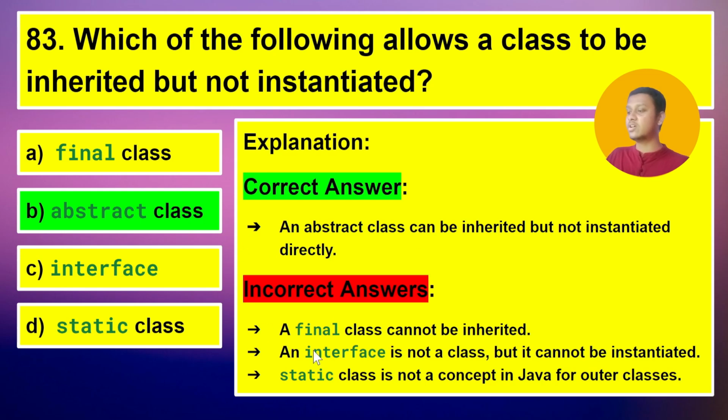Other options are incorrect because a final class cannot be inherited. An interface is not a class first of all, and it cannot be instantiated. Static class is not a concept in Java for outer class.